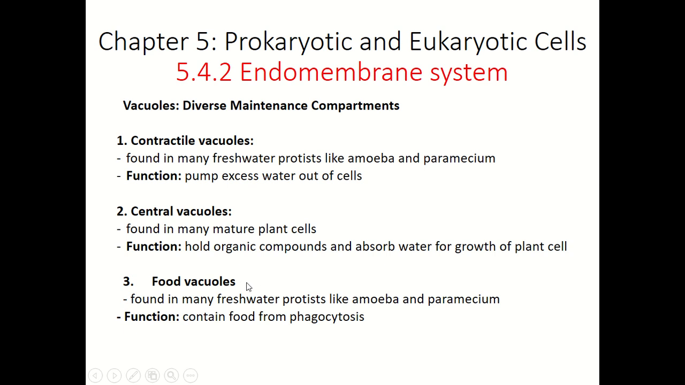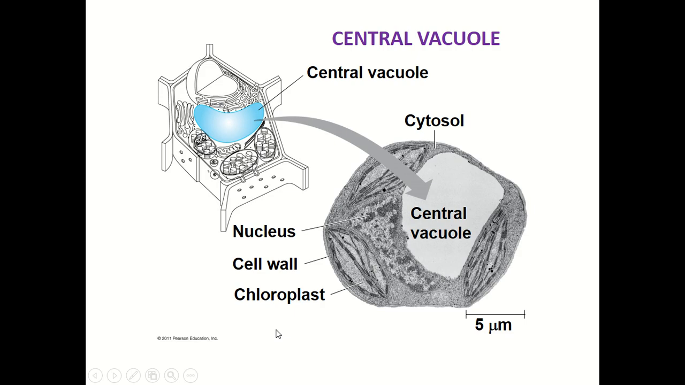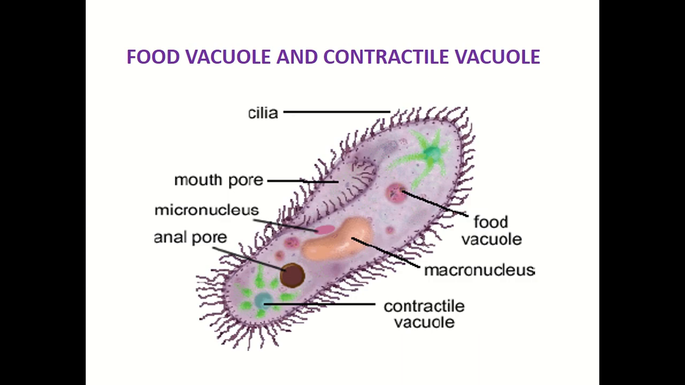Last but not least is the food vacuole. Food vacuoles can be found in many freshwater protists also, just like the contractile vacuole, and it functions to contain the food from phagocytosis. Here is the central vacuole inside the mature plant cell. And then as you can see here, here is the food vacuole, and this is the contractile vacuole that is used to remove the excess water inside the protist.